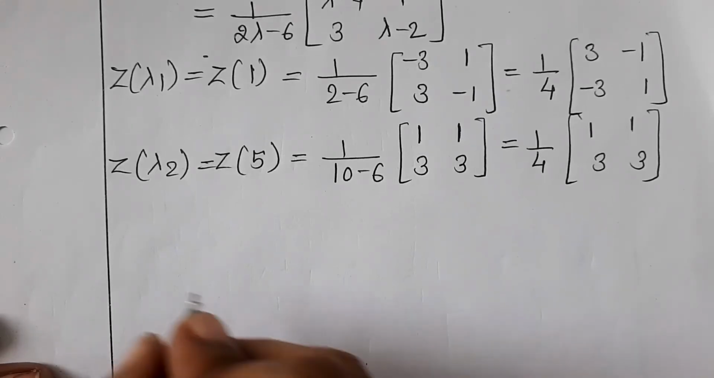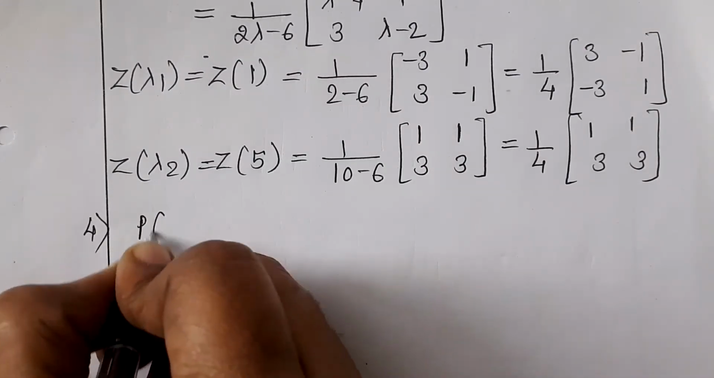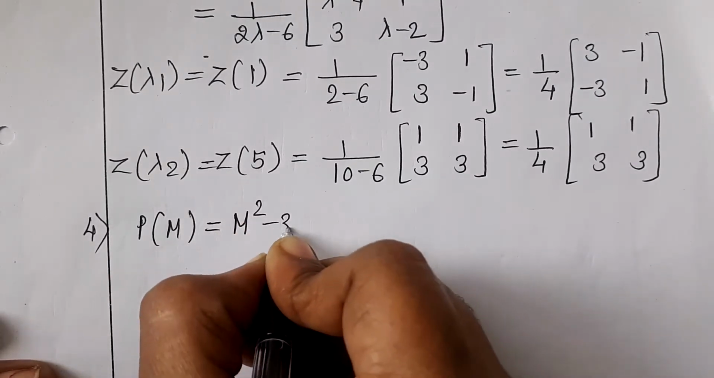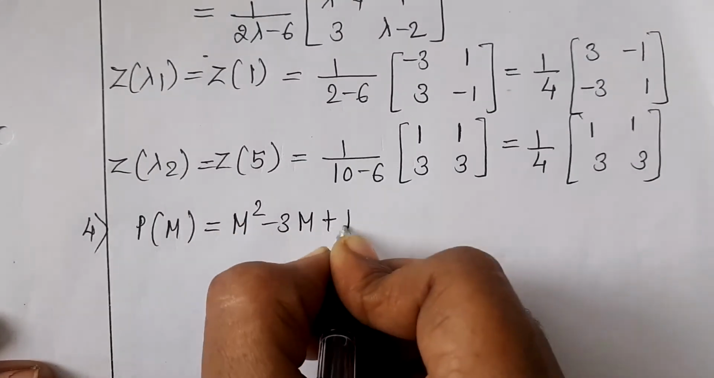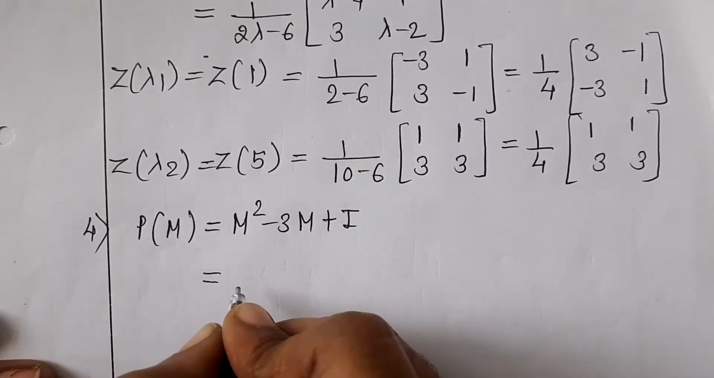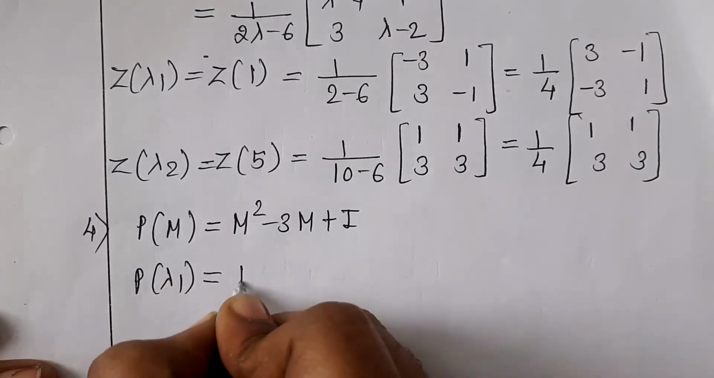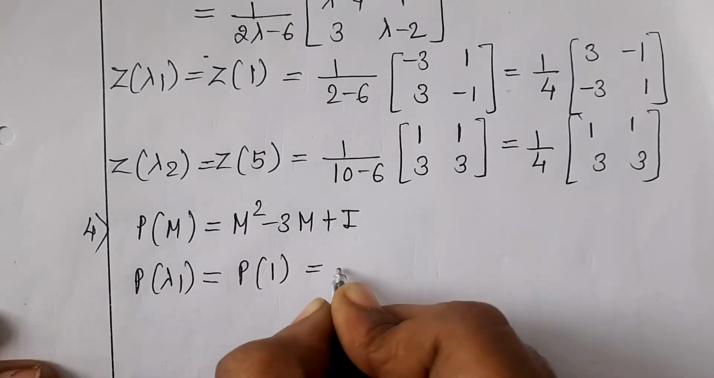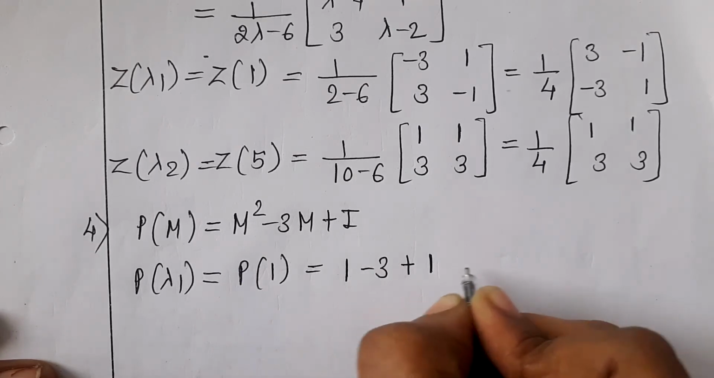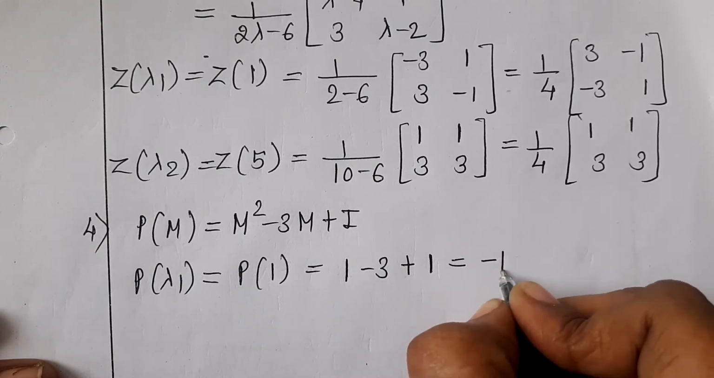Next we want P of m. So the fourth step is P of m is equal to m square minus 3m plus I. So P of lambda 1 is P of 1, which is equal to 1 square is 1 minus 3, and the identity matrix value is always 1. So it is equal to 2 minus 3, which is minus 1.